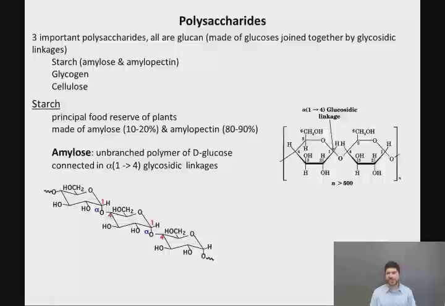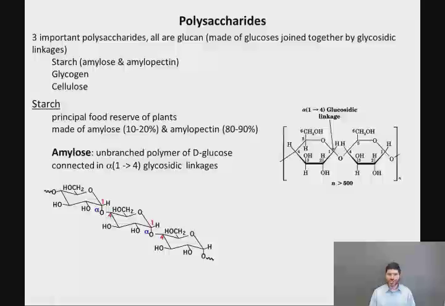What do I mean by this? Well, 1,4 means, in the terminology that I used in the previous lesson, head to tail. The anomeric carbon of one glucose is hooked up to the carbon 4, the tail carbon of the other one, and the stereochemistry of the glycoside bond at the anomeric carbon, of course, is alpha.